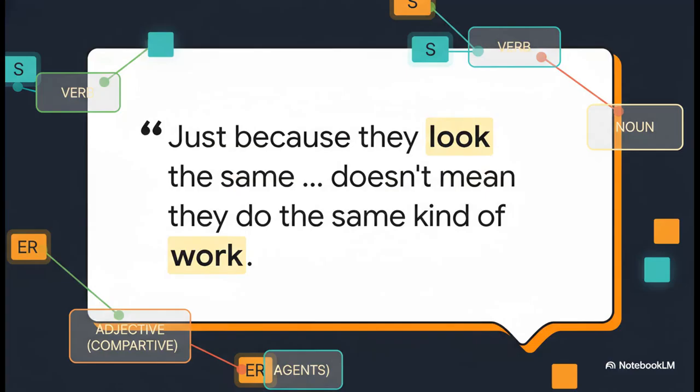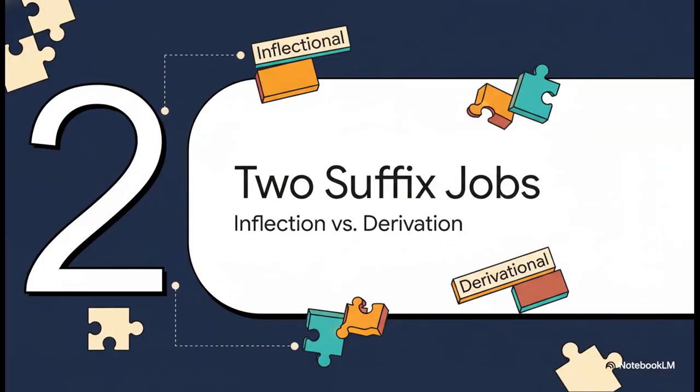This really gets to the heart of what we're talking about today. In language, just because two little pieces look identical, it does not mean they do the same job. Looks can be really deceiving. So, how do we solve this thing? Well, it all comes down to understanding that a suffix can have two very distinct jobs.